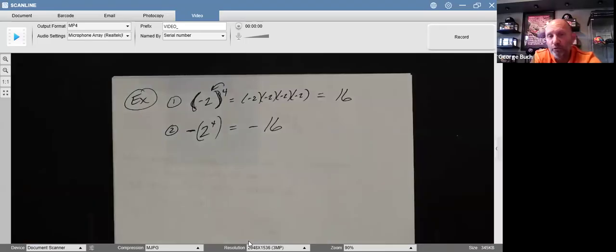Is the negative included because it's inside the parentheses, or is the negative just out in front and we still have to account for it?